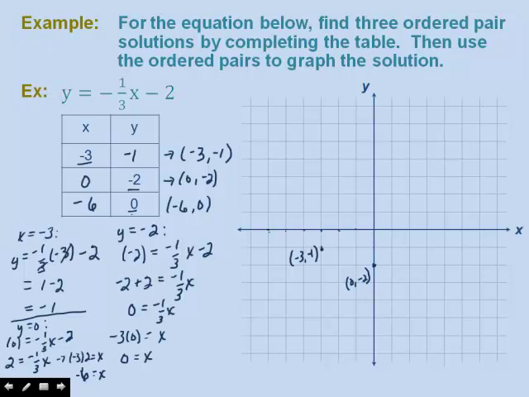And then since the y is 0, we're not going up or down, we're just staying there on the x-axis. So there's our third point. So now we have 3 points, and even just looking at them, you can tell that they're all in a line. We've done a good job with finding our solutions. So here's our line going through those 3 points.